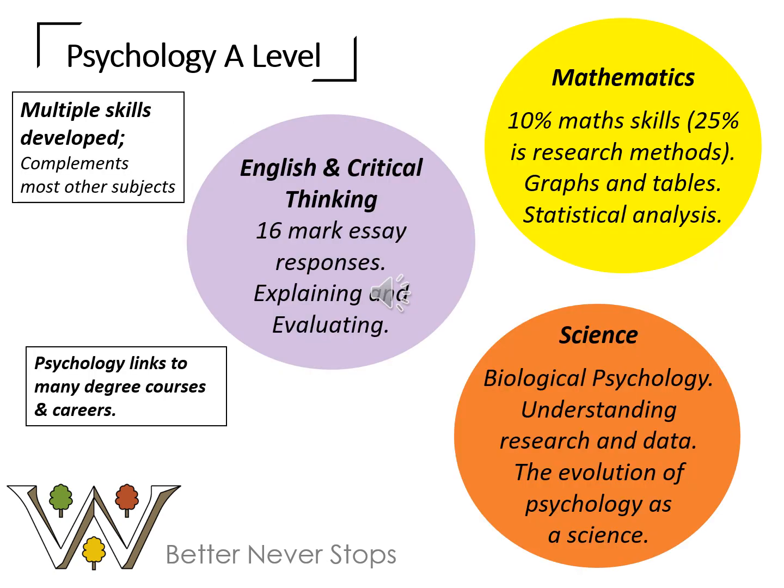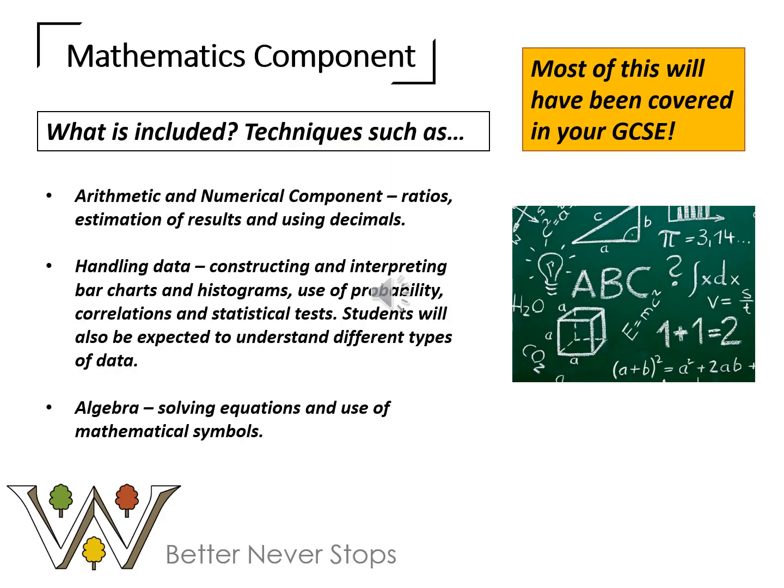The course helps to develop a variety of skills. Students will learn how to think critically and will be able to evaluate the work of psychologists. There will also be links made from their GCSE science, where they study how human behaviour can be impacted by our biology. Mathematical skills are also important, with 10% of their overall grade coming from the maths skills. A lot of the maths skills have already been covered at GCSE. They'll have experience in handling data, constructing graphs to represent this data, and drawing conclusions.